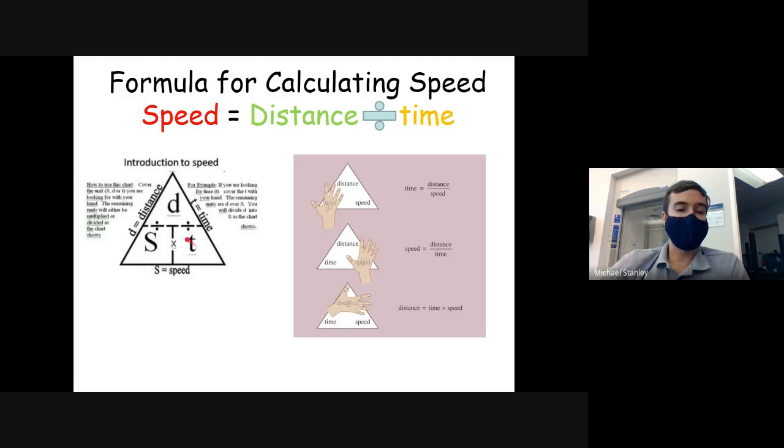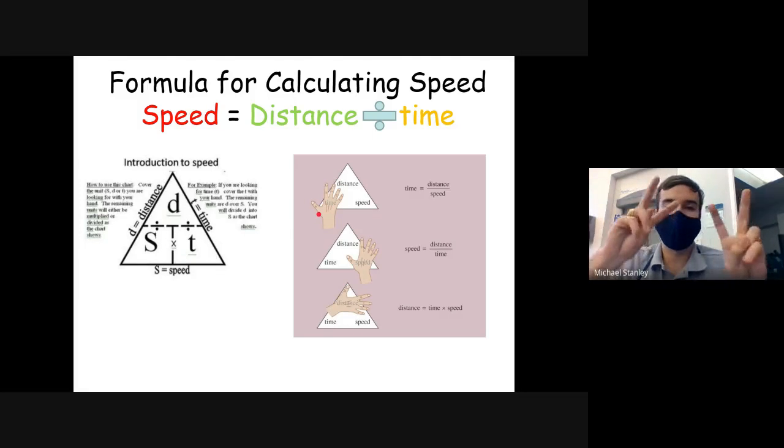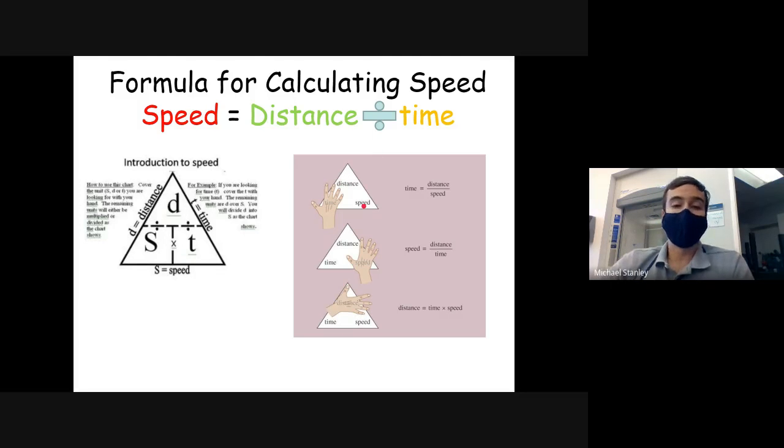And if you're doing S and T, you're going to use multiplication. So again, how it works is, say you want to calculate the time that something took. You would cover up with your hand, or just picture that it's covered up with your hand, the time part of the triangle. And then you have distance on top and speed on the bottom. So this would mean that if you're looking for time, you do distance divided by speed.